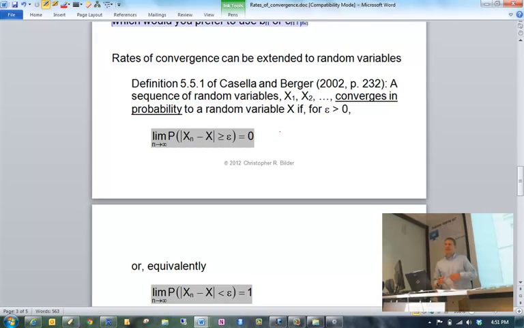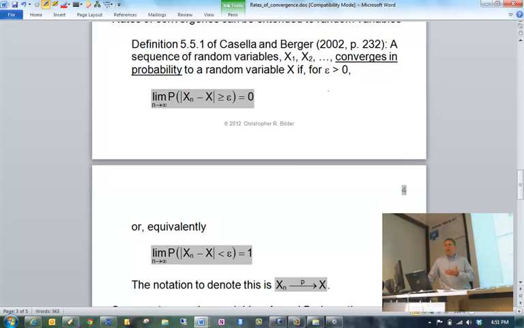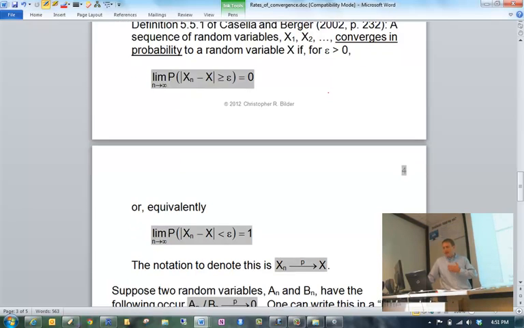So let's extend this concept of rates of convergence to random variables. This comes from Casella and Berger's book, convergence in probability. Simply, let's say that I have some random variable x sub n. It converges to another variable which we are going to call x. It's not dependent upon n at all. n is your sample size. Sorry if I didn't say that.